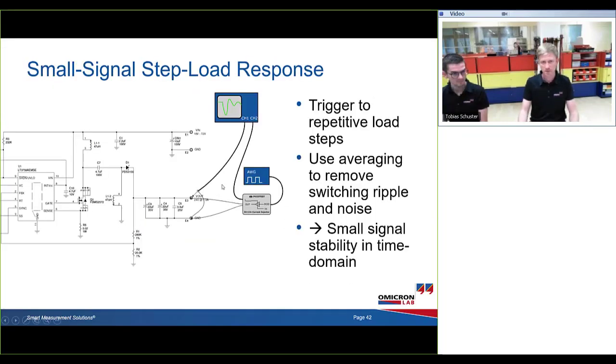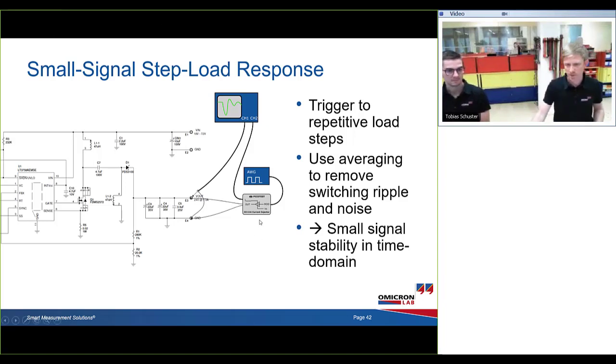Yeah, so I think we're done here, and the last thing that we want to show in our webinar today is the small signal load step response. And I call it a small signal load step response because we want to compare it to the Bode plot that we have measured right now. And that's small signal measurements, so we also need to do small signal step load response.